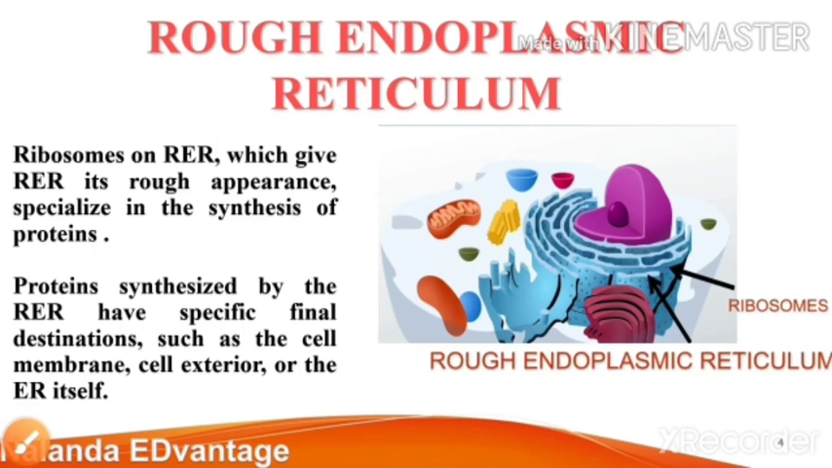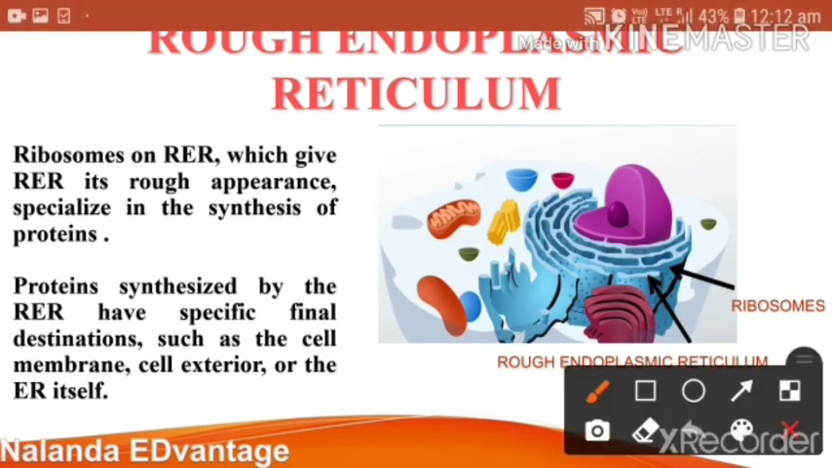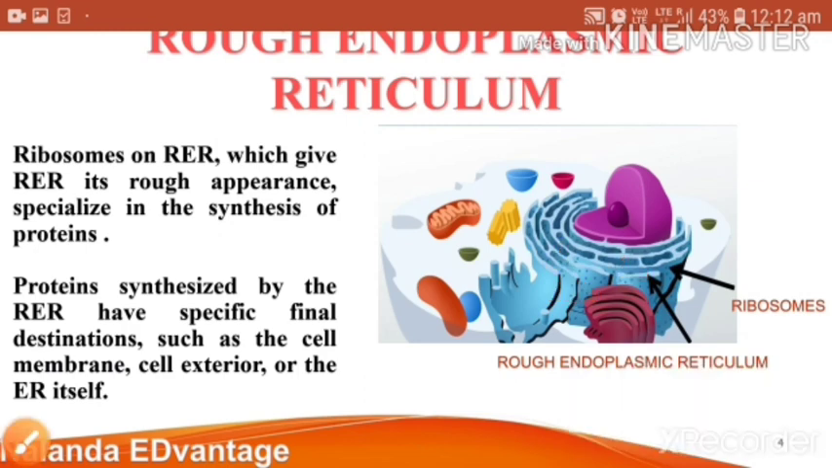Now let's see about rough endoplasmic reticulum. The name rough arises because of the ribosomes attached on the surface of the endoplasmic reticulum, hence it gives us a rough appearance. The proteins synthesized by the RER have specific final destinations such as the cell membrane or the exterior of the cell or even the ER itself. So basically the ribosomes attached on the surface layers give it the rough appearance.